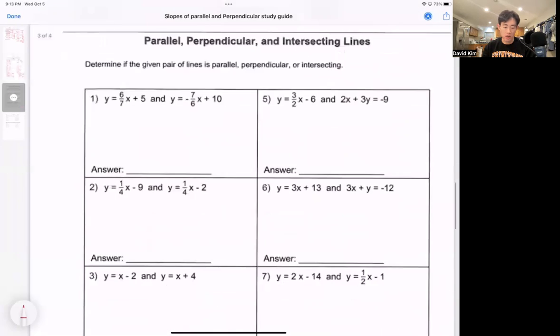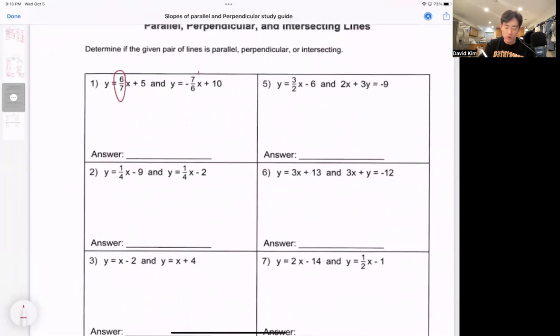Okay, and now moving on. So this one, you look at the slope, and you have to tell me whether it's going to be parallel, perpendicular, or intersecting. I think I asked you guys to write down the word neither if that was the case. So here you take a look at the slope, 6 over 7, -7 over 6. Notice how they're reciprocated and a negative sign, so it's going to be perpendicular.